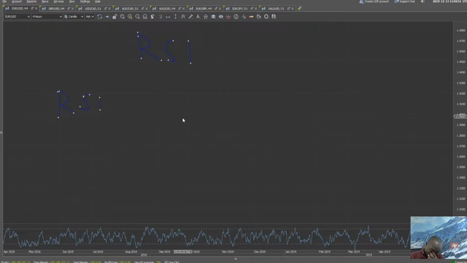RSI equals 100 minus 100 over 1 minus ROS. I don't know if you are seeing it very well, but I believe you're seeing it. That's the formula for RSI. And you might be asking, what is this ROS?